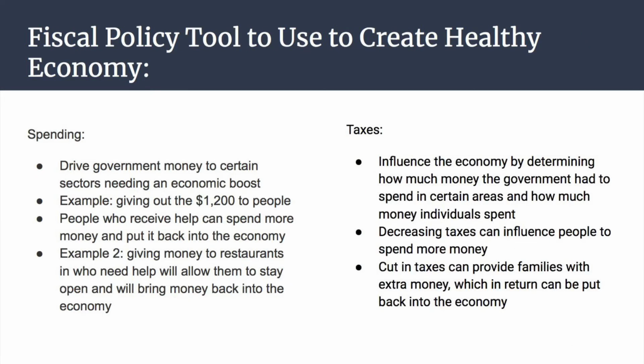Two fiscal policy tools that I think you should use to create a healthier economy include spending and taxes. Spending will drive government money to certain sectors needing an economic boost and take it away from parts of sectors that don't really need it. For example, giving out the $1,200 to people, and those people who receive it can spend more money and put it back in the economy. And the people who own restaurants and need help can get money and allow them to make food for people and then put money back in the government as well.